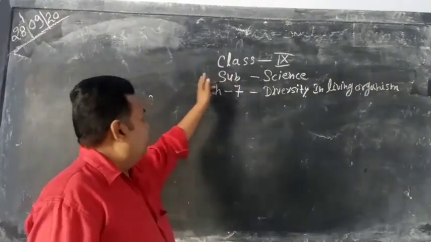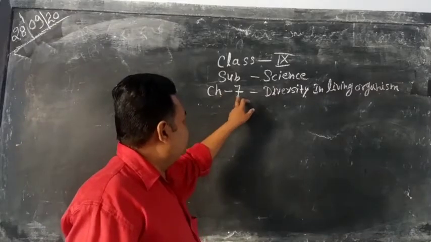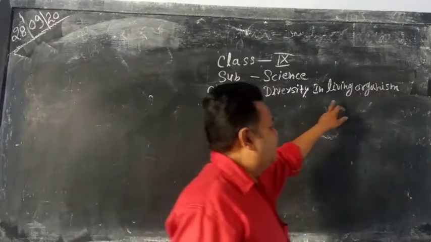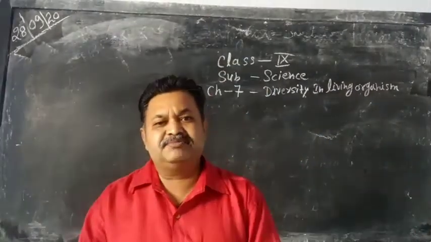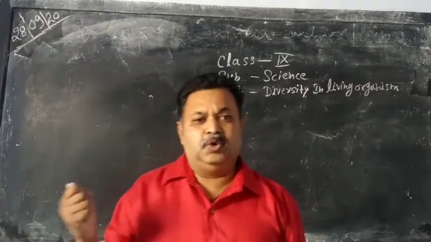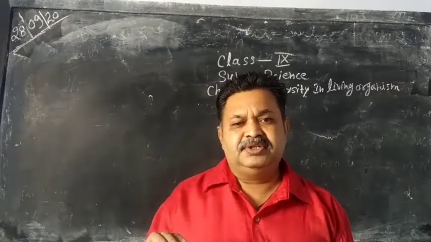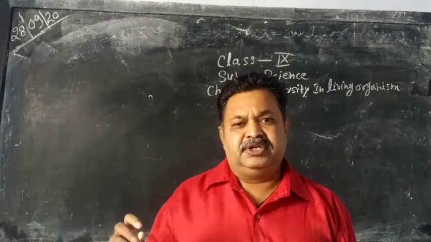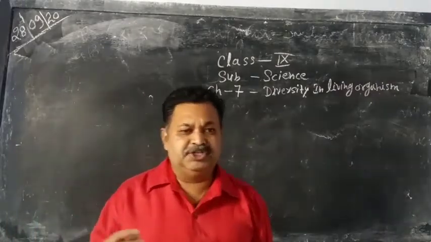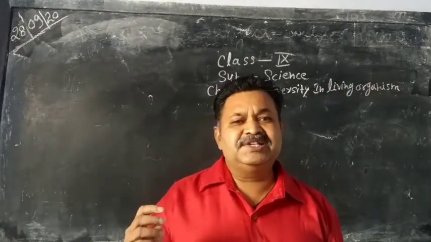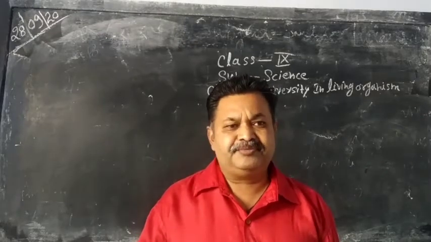Today's our science class in class 9, and we have to take chapter number 7, diversity in living organisms. Living organisms are those organisms which have respiration, digestion, nutrition, excretion, locomotion. So, organisms which have these properties are known as living organisms.